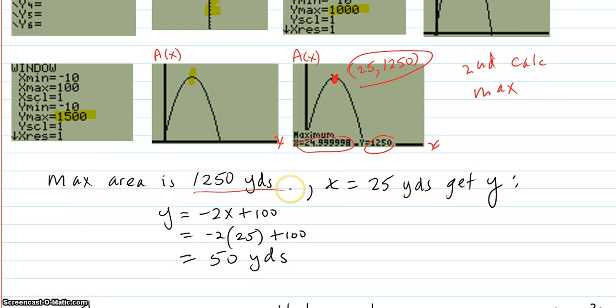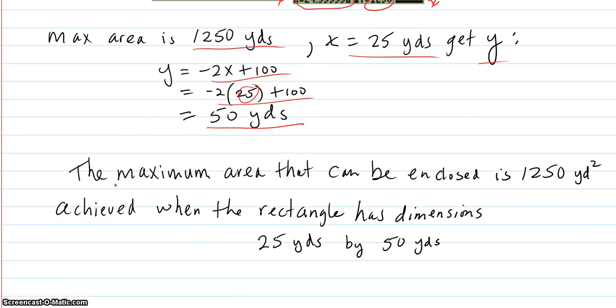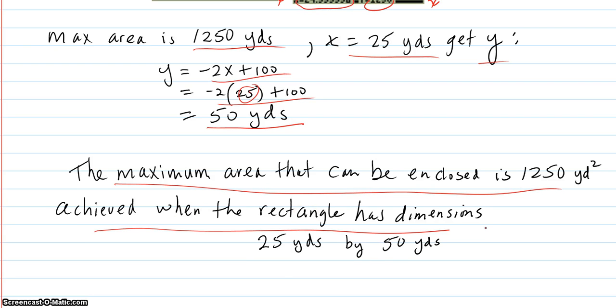is 1250 yards, x is 25 yards, get the y the same way. Constraint, plug in the x, get the y, answer the question. The same answer as we got previously. Dimensions 25 yards by 50 yards. Maximum area enclosed 1250 square yards.